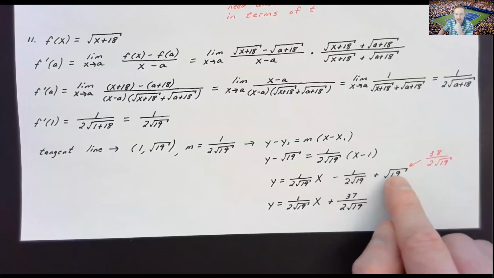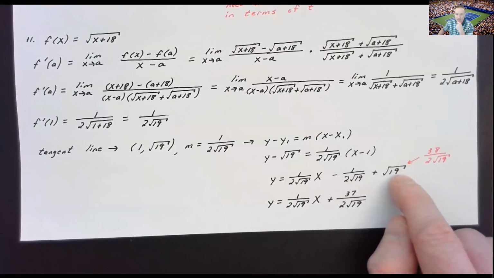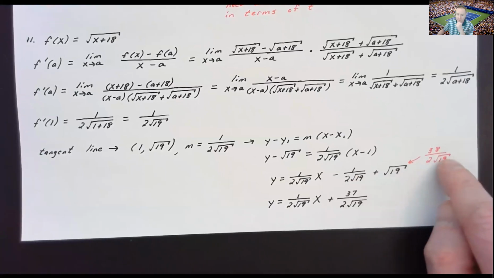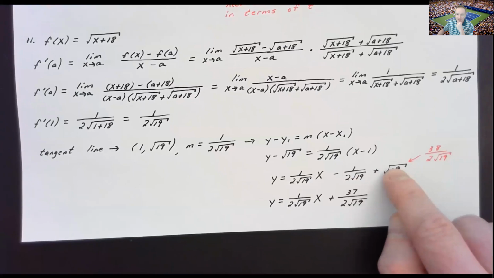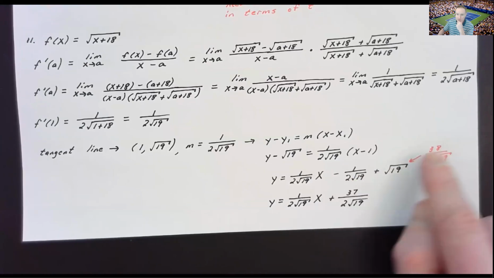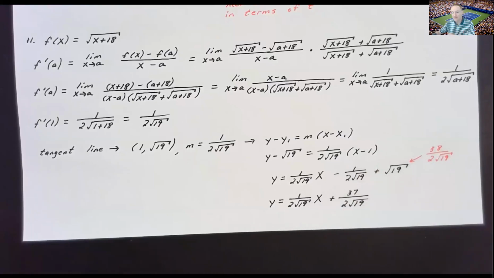In order to do that, I need to get a common denominator of 2 times the root of 19. So I thought, well, then I would need to multiply this numerator by 2 times the root of 19. And I thought, well, the root of 19 times the root of 19 is 19, times the remaining 2 gives me a 38 over 2 times the root of 19. So I can say, okay, this term in red is the equivalent to that. Now it has a common denominator. It's going to be 38 minus 1 over this denominator of 2 times the root of 19. That's where I got my final answer there of y is equal to 1 over 2 root 19 times x plus 37 over 2 root 19.